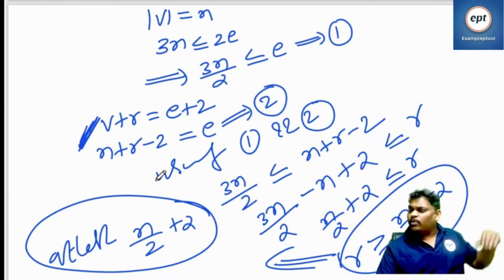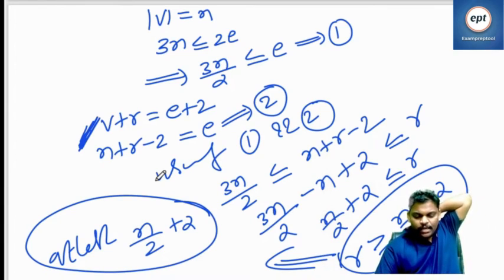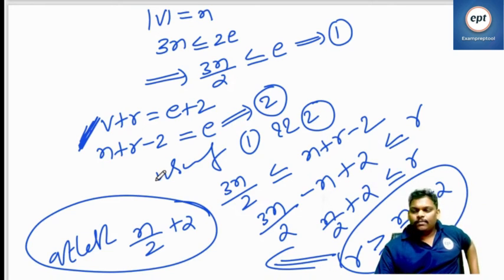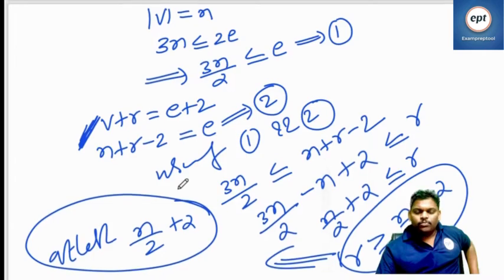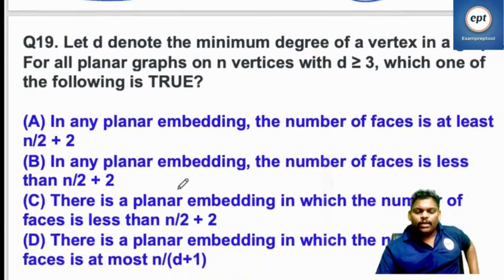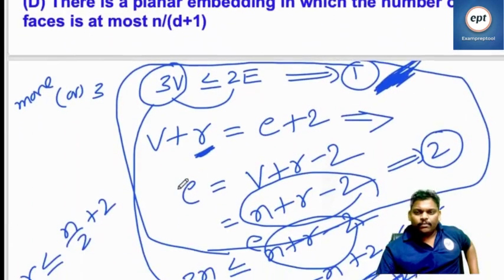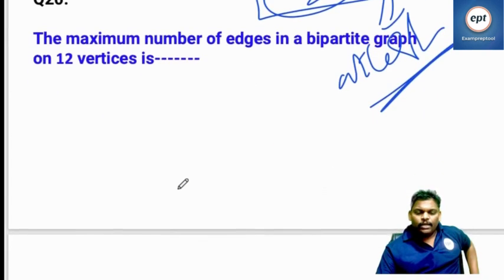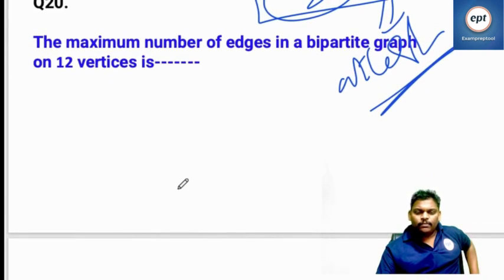I misunderstood that problem. I thought it was the vertex color, but it is the edge color. I will check one time, you also check one time. Tomorrow we will solve it again. Can we go to the next problem? 18 problems we have done, and the 19th also we have done. Go to problem number 20.